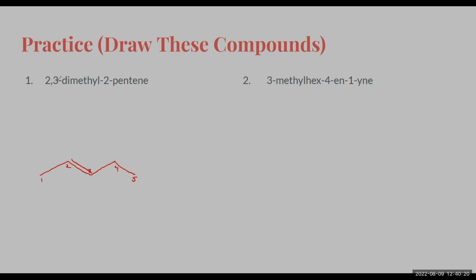And then on the 2 and the 3 position, we also have methyls hanging off of it. So I can indicate it like this. I'm just going to draw a methyl hanging off the 2 and a methyl hanging off the 3. And that's what 2,3-dimethyl-2-pentene looks like. The next one is a little bit more challenging. You can see I changed the way that I wrote it. There's going to be a 4-ene and then a 1-yne. That means this compound is going to have both an alkene and an alkyne on it.